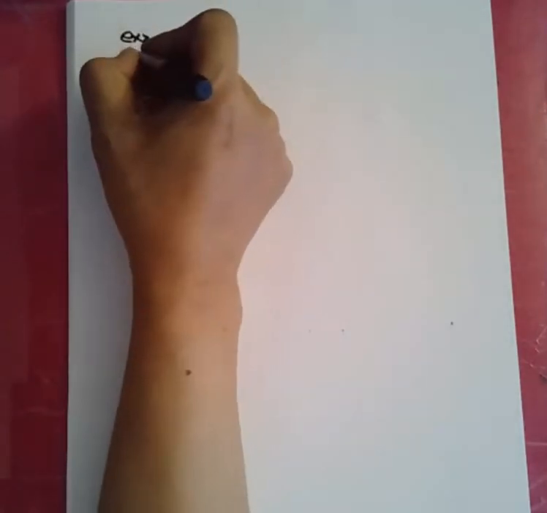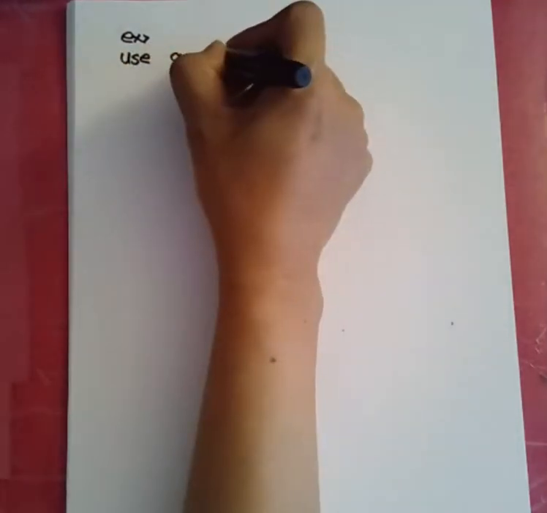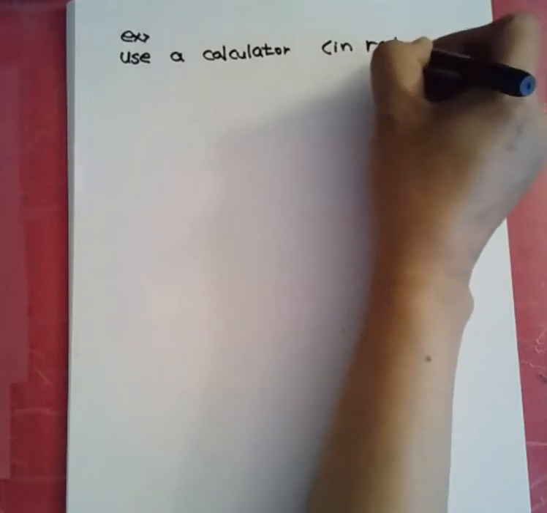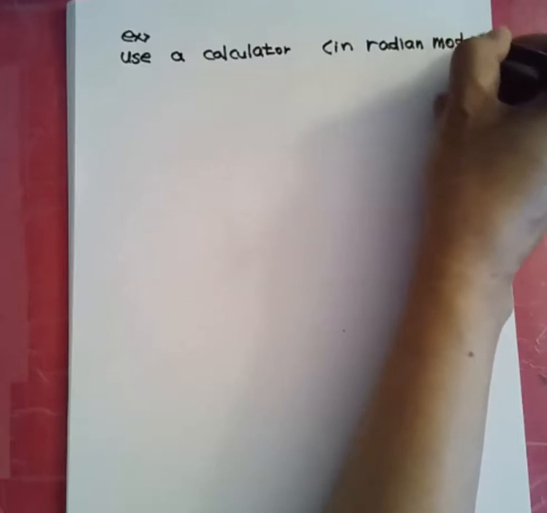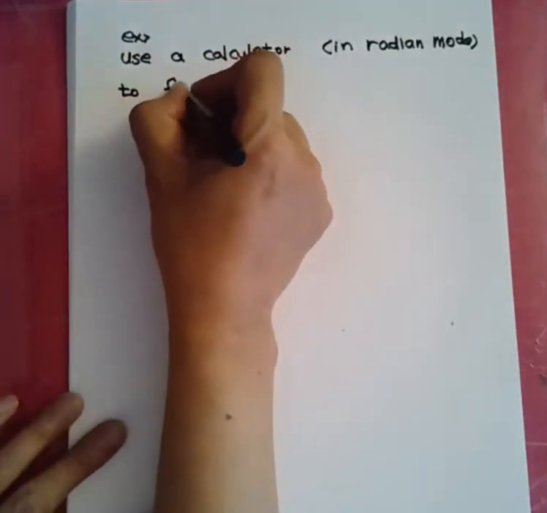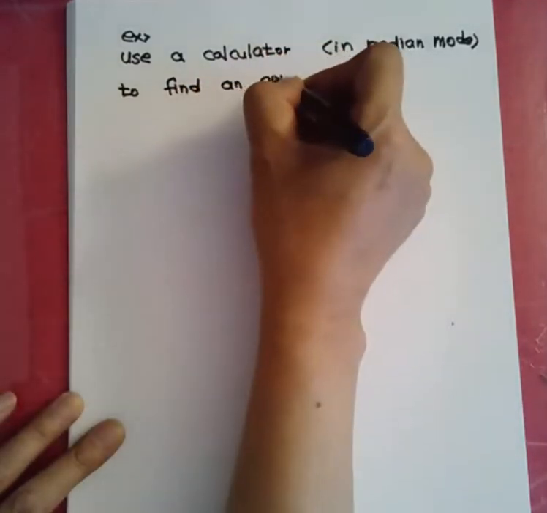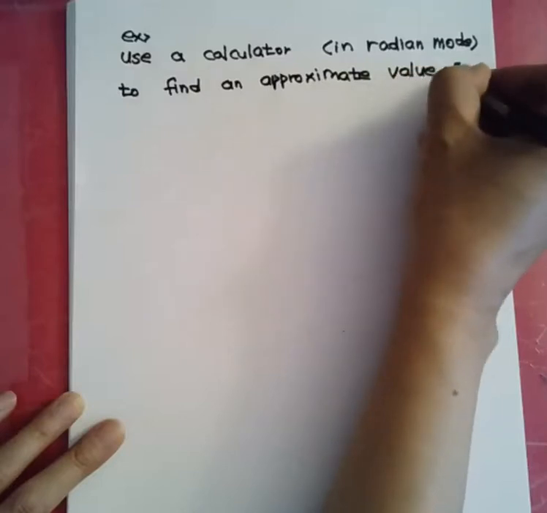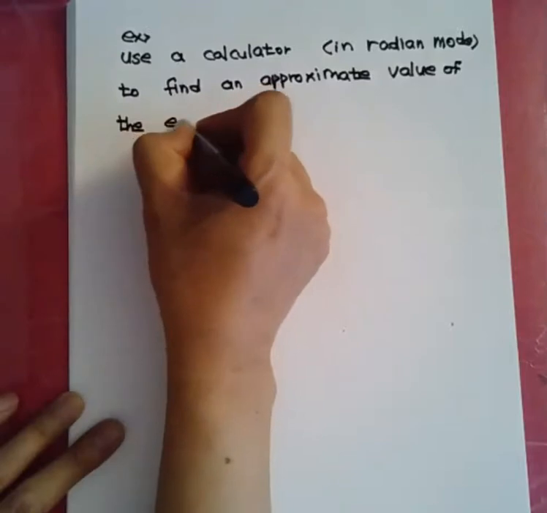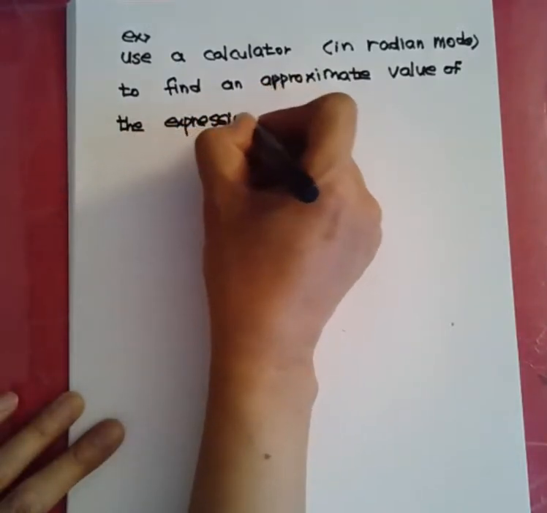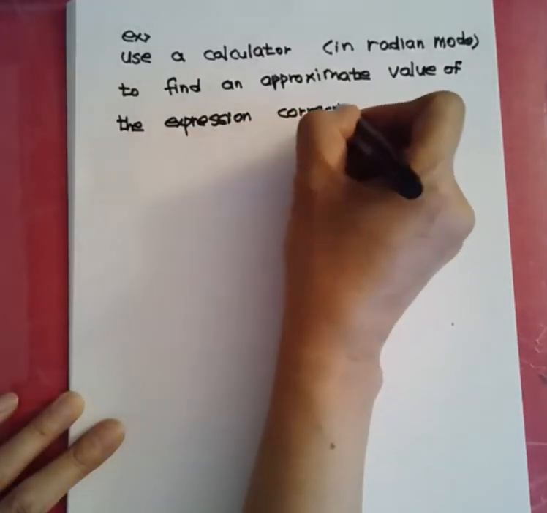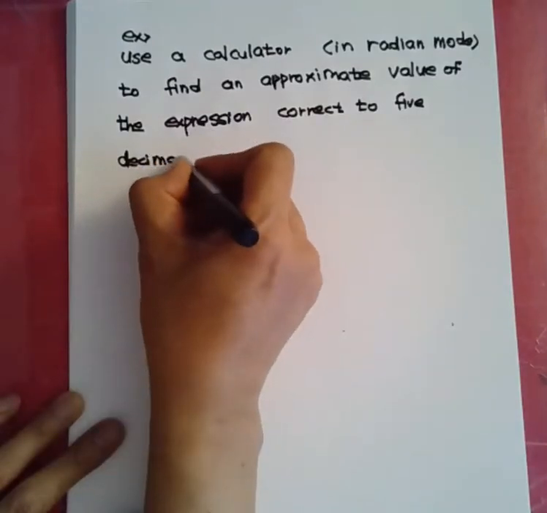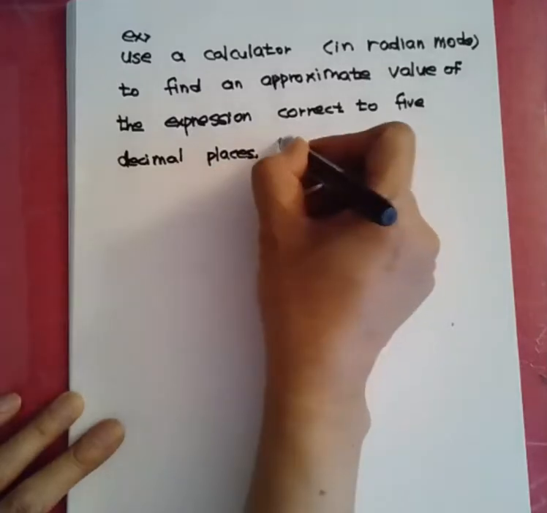Next couple of questions will be about using a calculator. Use a calculator in radian mode to find an approximate value of the expression, correct to 5 decimal places, if it is defined.